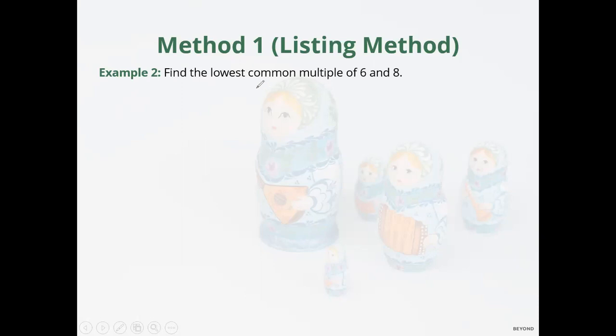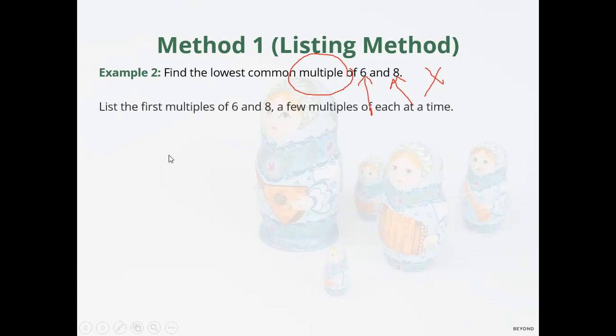Multiples are multiplication. Shift your mind from thinking about factors to thinking about multiples. So let's see what they say here. I'm going to first find all the multiples of 6 and all the multiples of 8. Multiples means multiplication. So it's your times table drawing up. All right, let's see. List the first multiples of 6 and 8, a few multiples of each at a time.